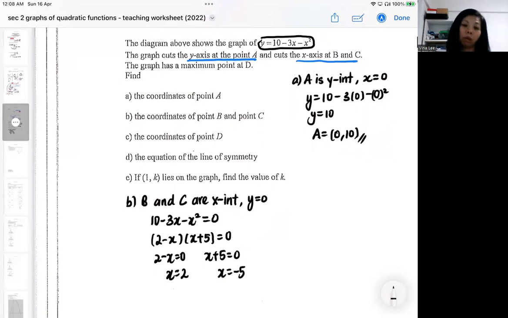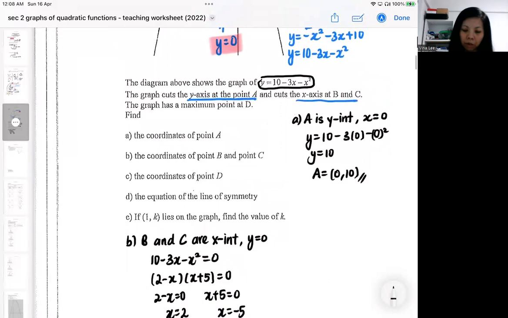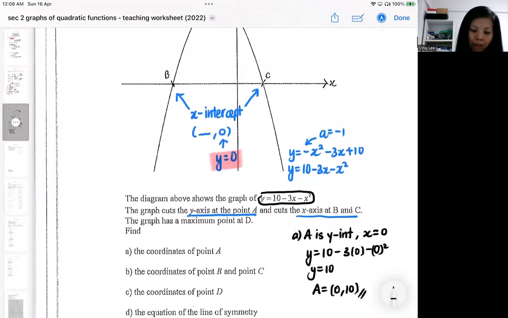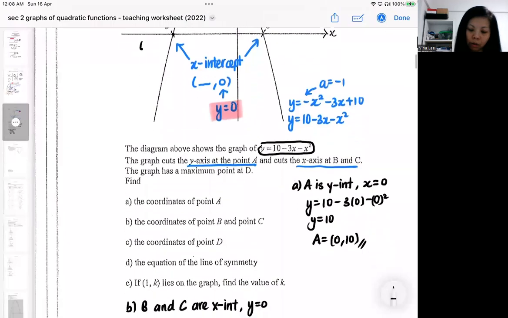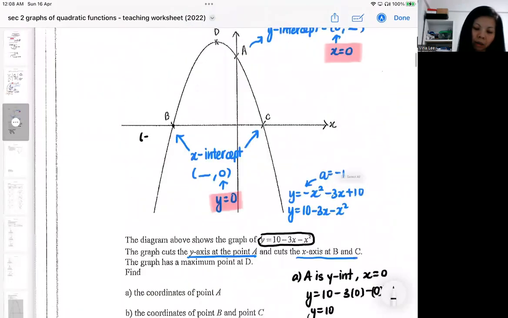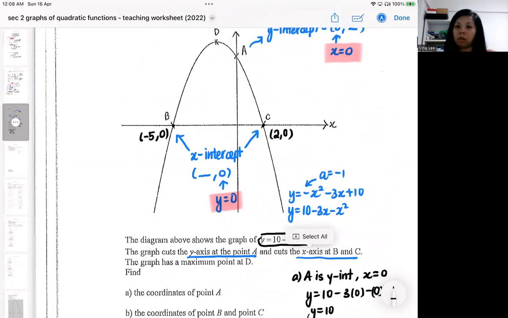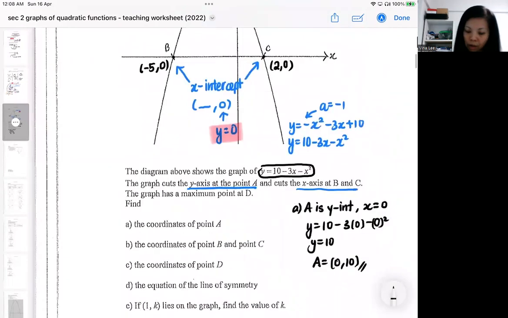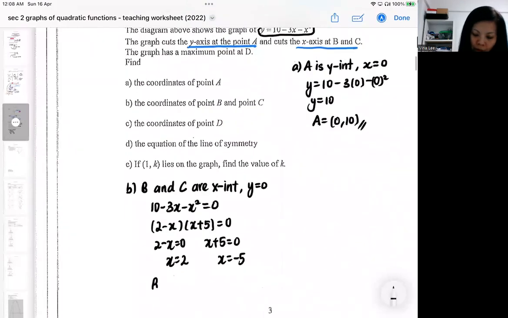So use your common sense to allocate which is B and which is C. So if you look carefully, B is on the negative side. So if it's on the negative side, then I expect that this one will be (-5, 0). C is on the positive side, so I expect it to be (2, 0). So use your common sense to allocate them. It cannot be the other way around, because it's obviously on the negative side of the x-axis. So then you reply them. Okay, remember to answer them properly. Don't just leave it as a 2 and -5. You will get marks deducted, because that is not considered a coordinate.